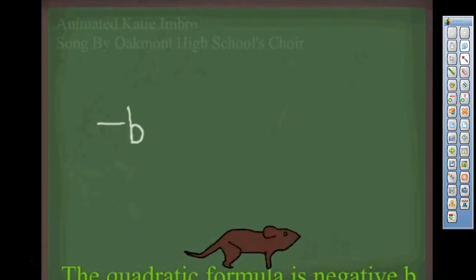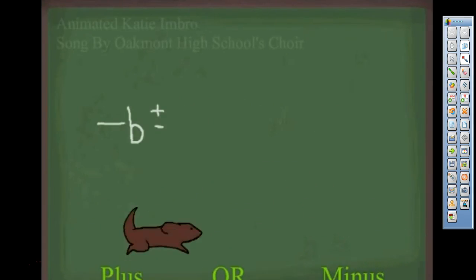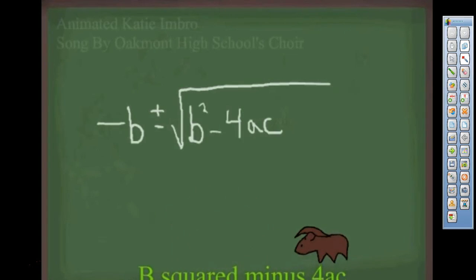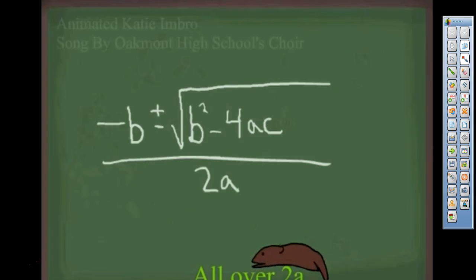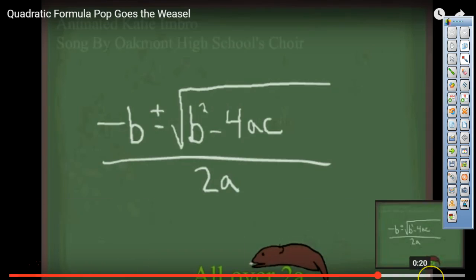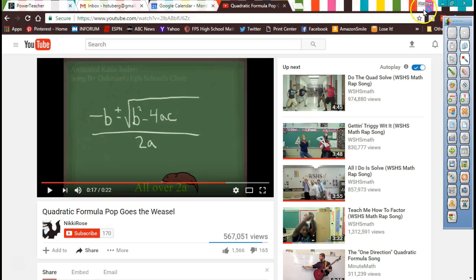The quadratic formula is negative b plus or minus the square root of b squared minus 4ac all over 2a. Now I bet you might start remembering it a little bit. Good, good, good.